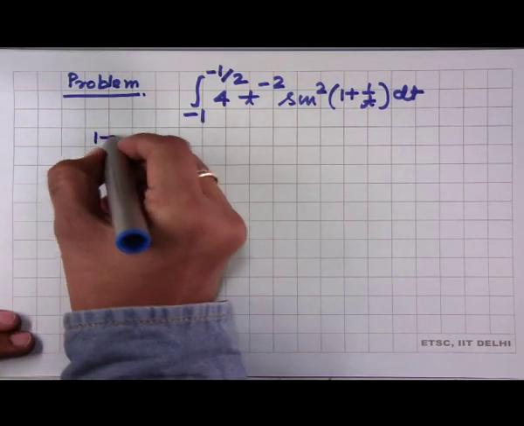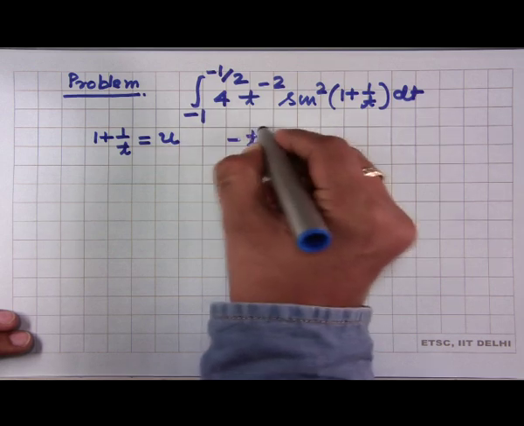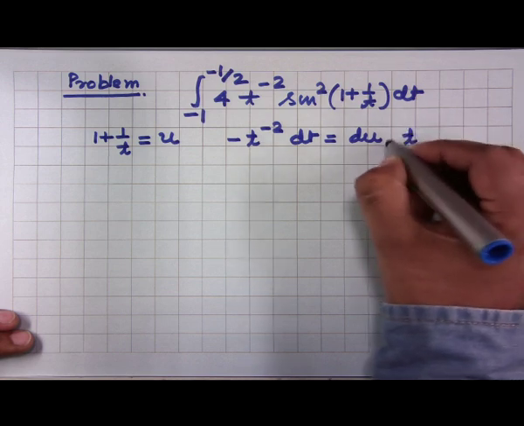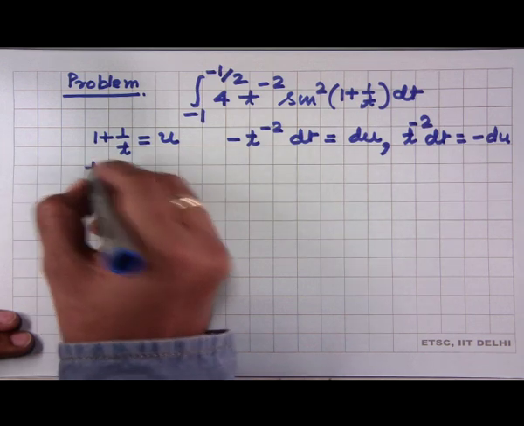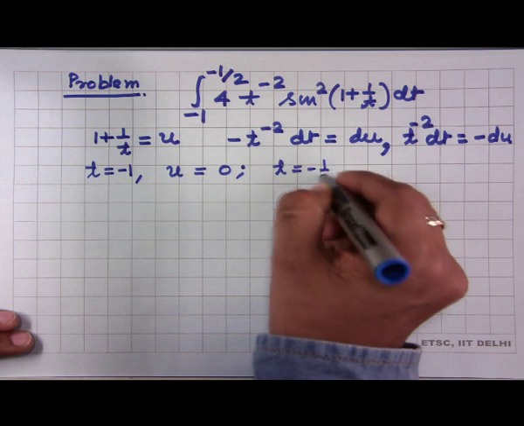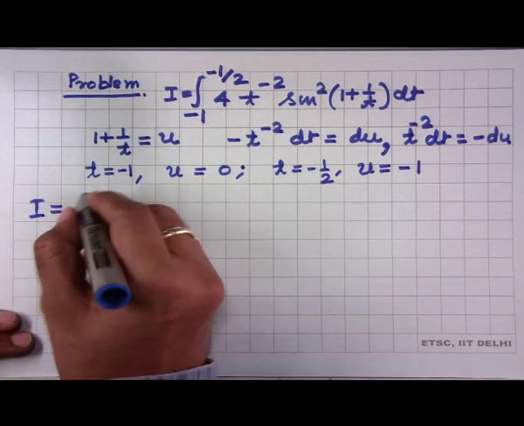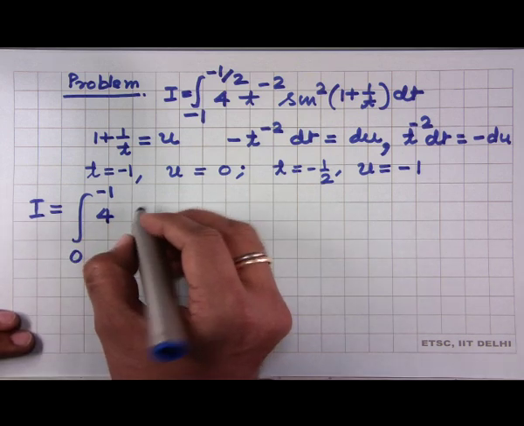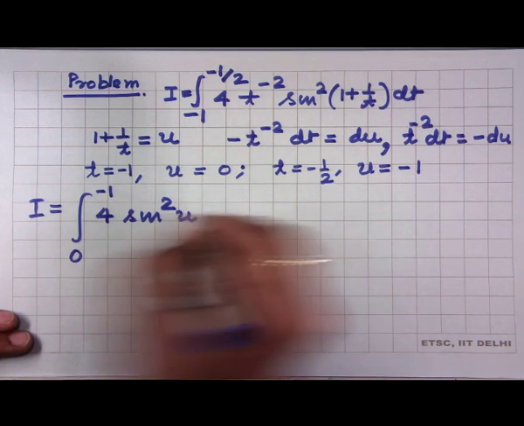You can see that if I assume this as our new variable, say u, so I get minus t to the power minus 2 dt goes to du, that means minus du. When t goes to minus 1, u is 0, and when t is minus half, u is minus 1. So your value of the integral I is, minus 1 goes to 0, minus half goes to minus 1, 4 times sine square u du.